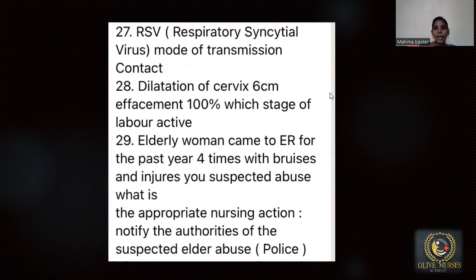Okay. So respiratory syncytial virus. What is the mode of transmission? Contact. Okay. Respiratory syncytial virus, mode of transmission, it is contact.